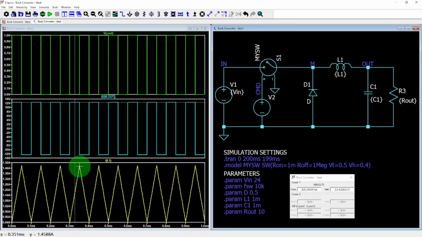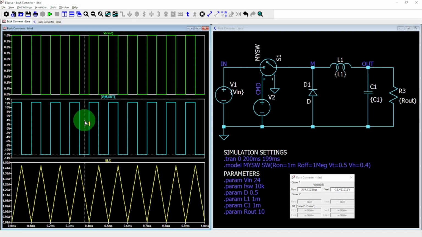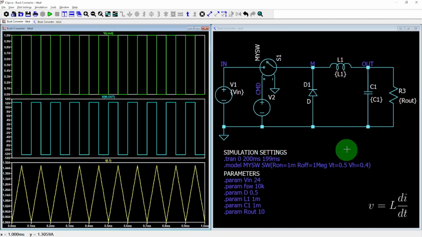When the switch is off, the diode conducts and the inductor sees a negative voltage given by the output voltage plus the forward drop on the diode. Since our output voltage is roughly 11.6 volts and the forward voltage on the diode is 0.8 volts, the voltage across the inductor is negative 12.4 volts. This causes the inductor current to ramp down. So the ripple in the inductor current comes from the applied voltage across the inductor during each switch cycle and follows the inductor equation. Now that we understand the current ripple, let's look into the output voltage and see if there is a relationship between the two.